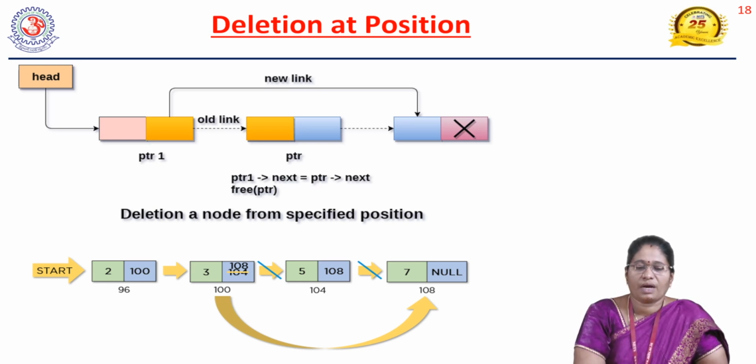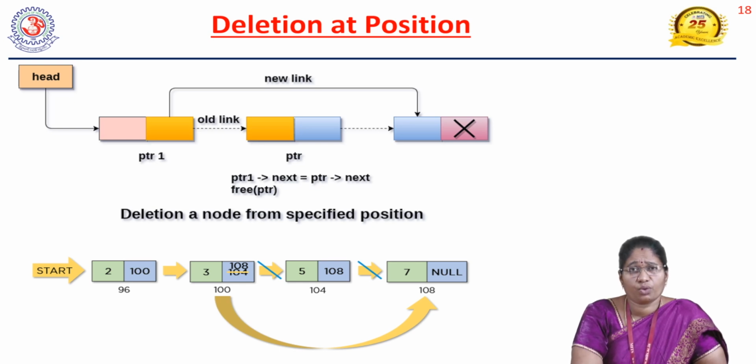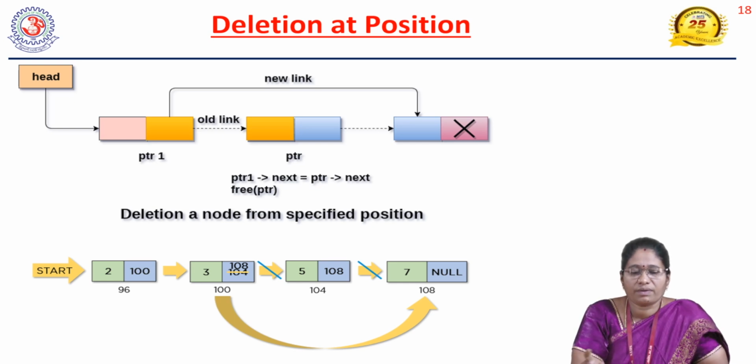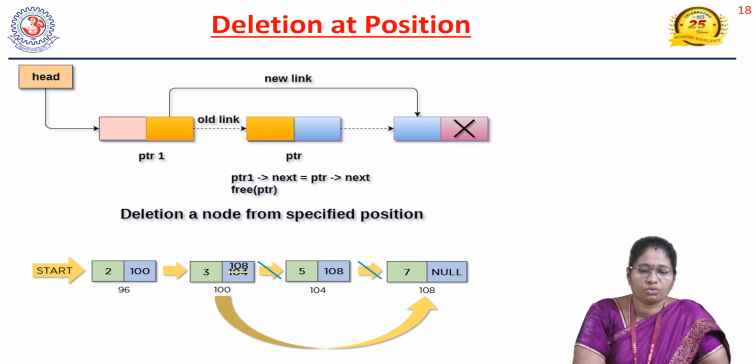After you make the new connection, you remove your pointer node. So those are the simple two steps we have to do. That is called deletion at a position. Two things: you have to omit your old link and make the new link.